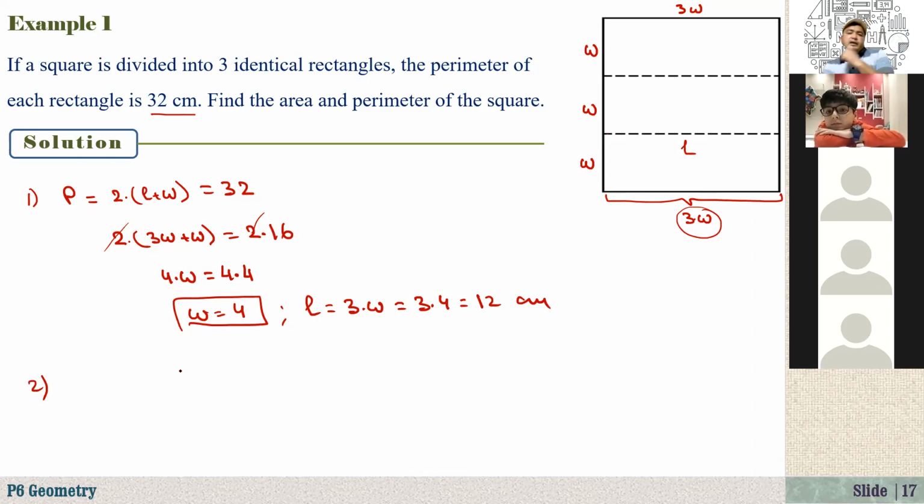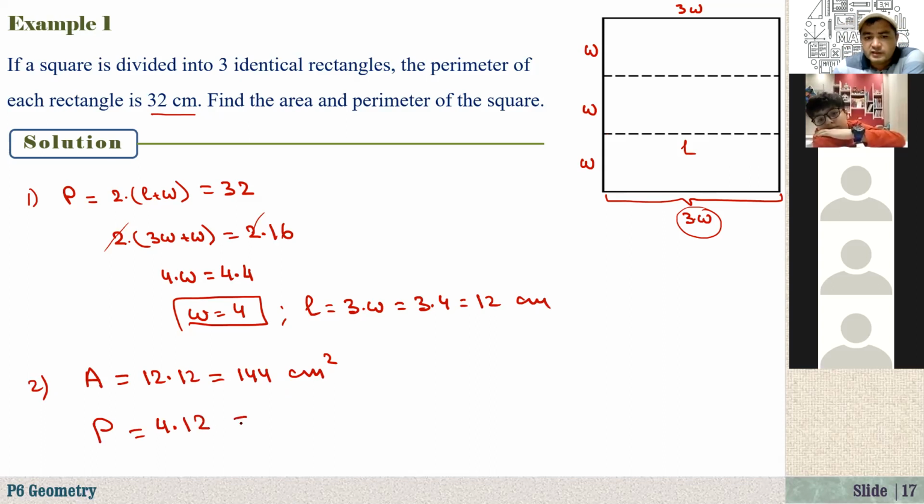Second one is find the area and perimeter of the square. So the area of the square is equal to 12 times 12 because its side length is 3W, that's 12. That's equal to 144 centimeters squared. And how about the perimeter of the square? It is 4 times side length. Side length is 12, so that's equal to 48 centimeters.